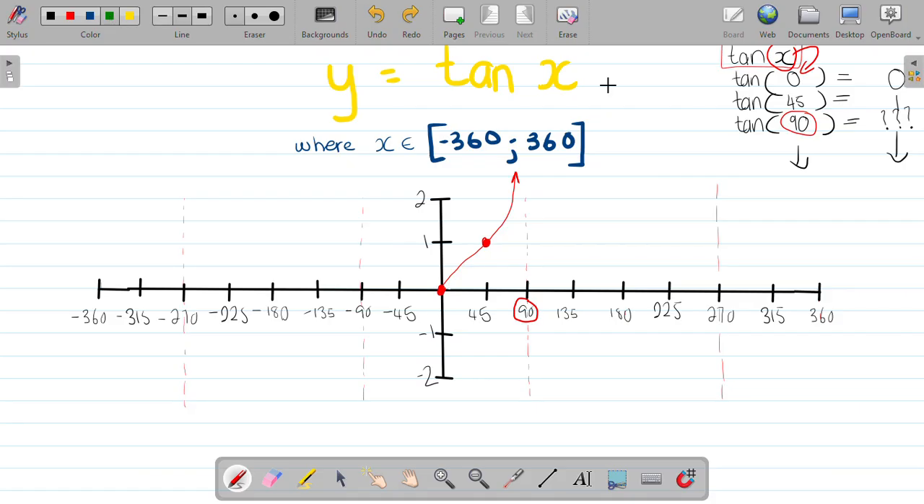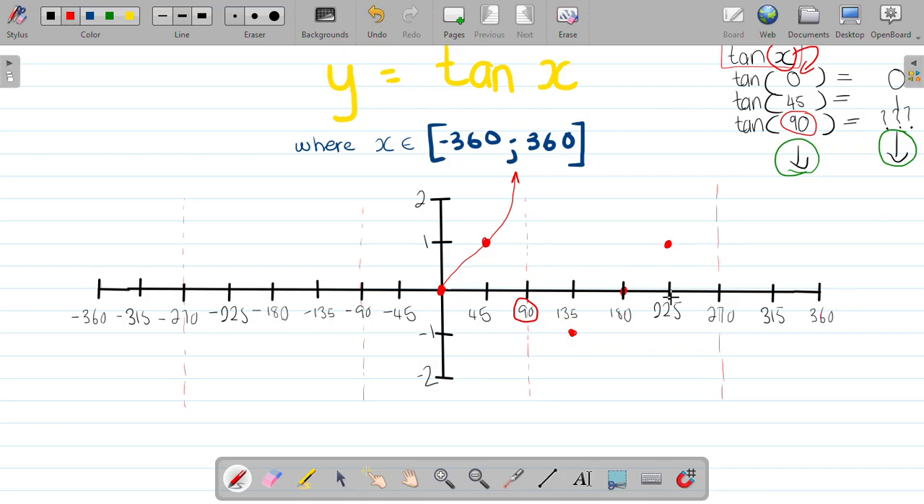Hence the arrows over here. I just put arrows over here. I'm not going to write everything in. You just need to put it in your calculator by yourself. So let's do that together. So the tan of 135 will give me -1. The tan of 180 will give me 0. The tan of 225 will give me 1.